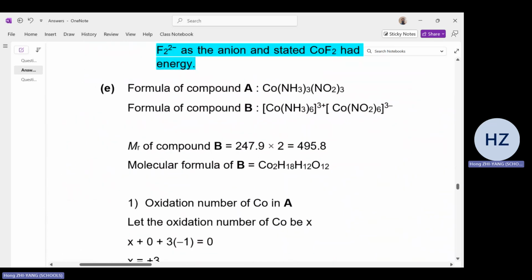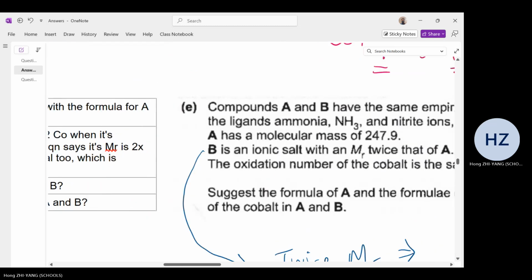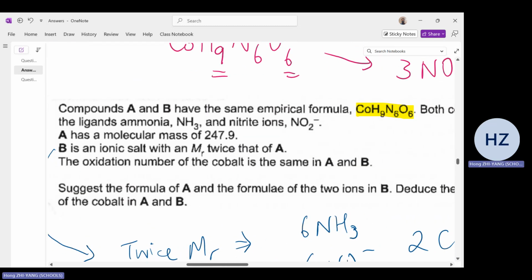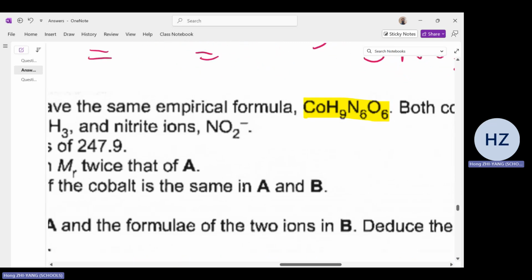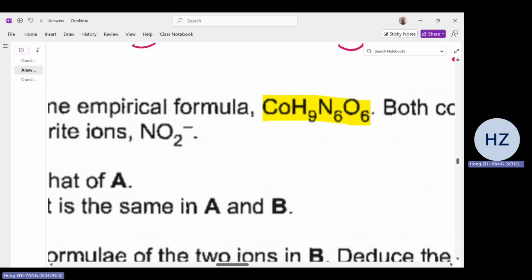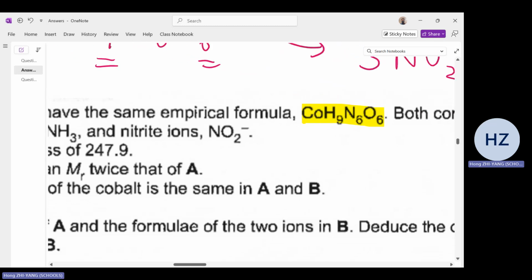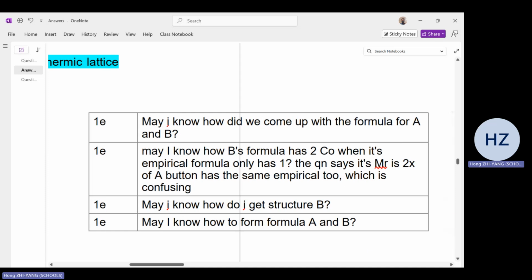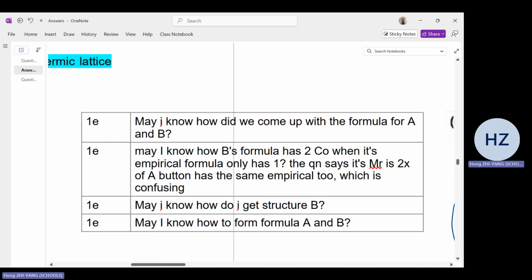This is an interesting question. 1E is about the empirical formula thinking. So I have my response to you, and I will spend a little bit more time here, so get ready for it. The formula is cobalt H9N6O6.